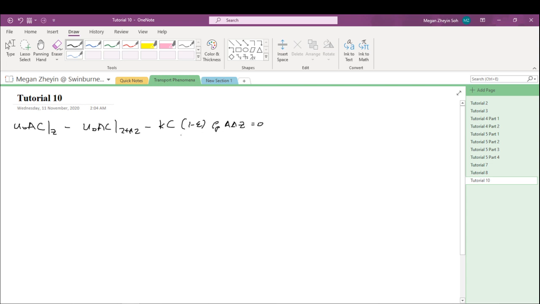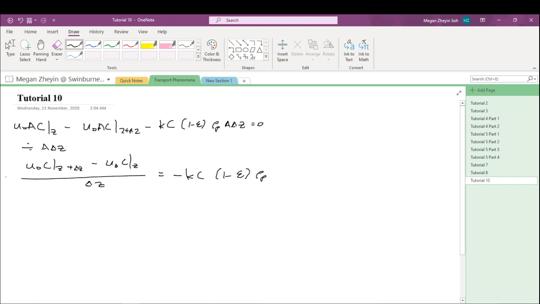equals 0. So we divide everything by A delta z and we arrange it and we take the limit of it as well. After dividing and rearranging, we should get U0 C at z plus delta z minus U0 C at z, over delta z, equals, when this is moved over it's positive, but we have switched places, so this one will be negative Kc (1 minus epsilon) rho P.